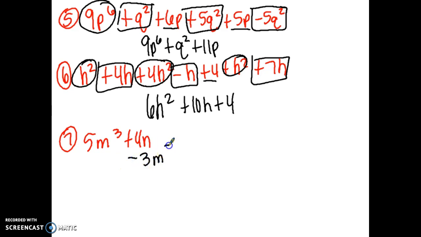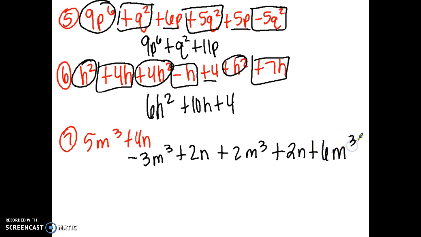So I'm going to take negative 3m cubed, and I'm going to add 2n, and I'm going to add 2m cubed, and I'm at 3 terms. I need to add another term, 2n, so I'm going to add another 2n. That way this will give me 4n. And I only have 1 term left, so I've got to get to 5m cubed. I have negative 3m cubed plus 2. Negative 3 plus 2 is negative 1. And negative 1 plus 6 will give me 5m cubed.